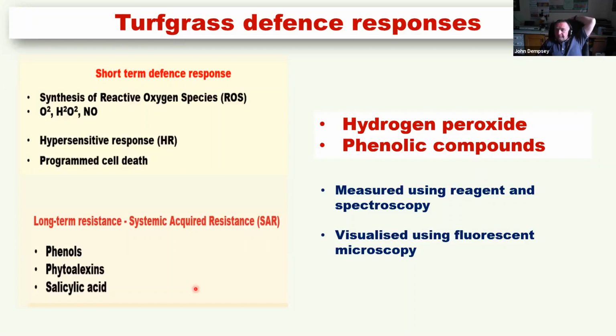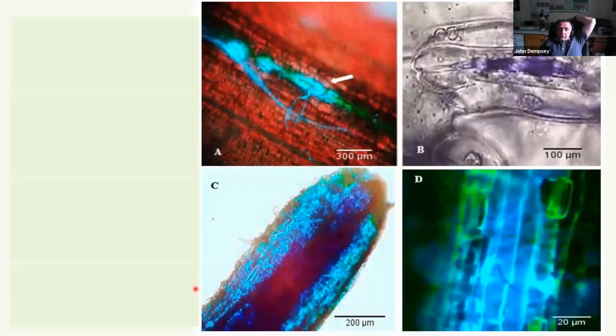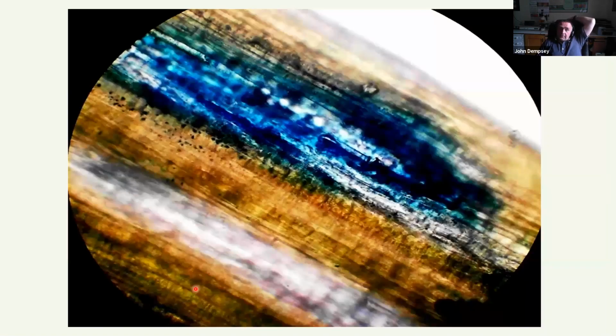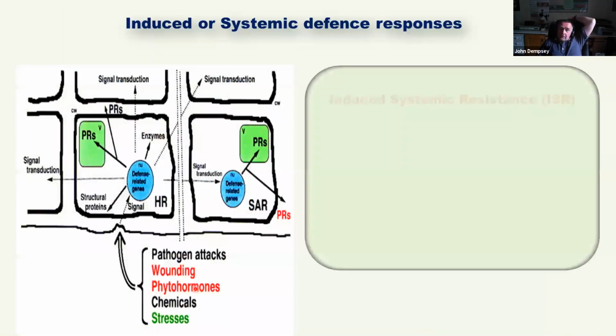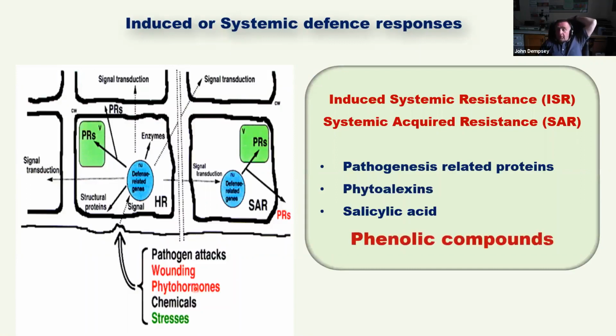Various processes we used, and this is hydrogen peroxide accumulation in Creeping bent and Poa. But what we found from our fluorescence microscopy work was that you can see the infection sites here and this burst of blue, which indicates hydrogen peroxide and this oxidative burst. What we found was that pre-treatment with phosphite actually enhanced the speed of this oxidative burst, this hydrogen peroxide generation. So it was actually helping with this first line of defense.